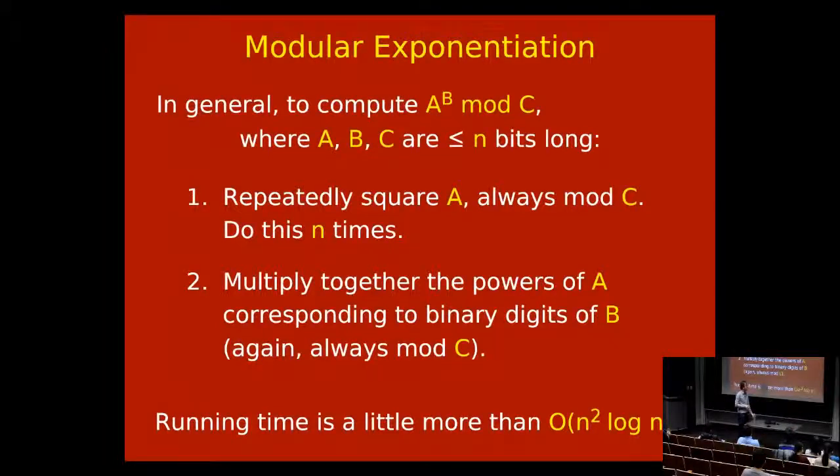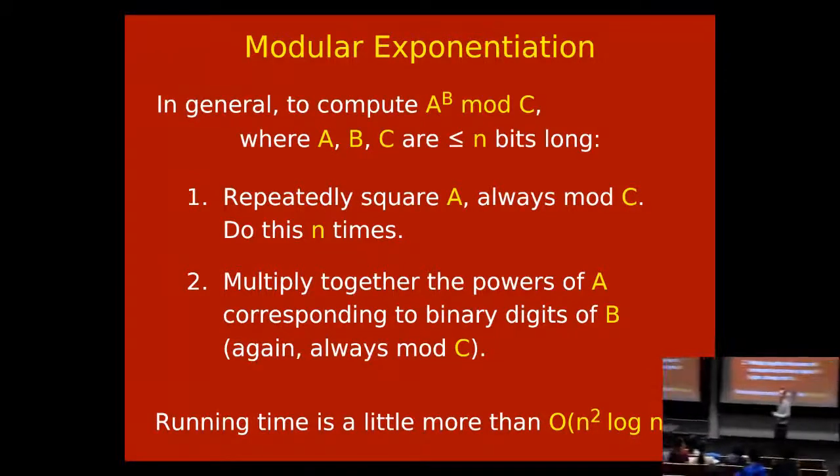Why is it a little bit more? Because the running time for multiplication is a little bit more than n log n. The fastest one is like n log n times 2 to the power of log star n or something. But it's basically n log n. And as I said, I don't want to get too overly excited about the exact running times here. It's enough for us that it's polynomial time.